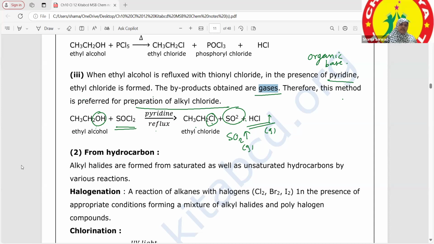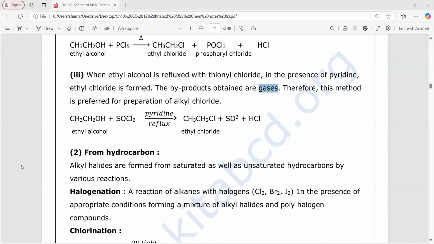Have you noted these reactions or not? Yes, ma'am. Ma'am, do we have to remember these reactions? You have to, obviously, because they may ask you about name reactions. They may ask you about the role of a reagent. What is the role of this reagent? These reactions we have to remember, right?